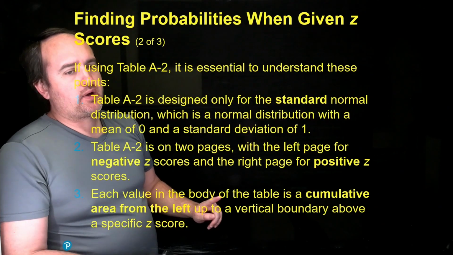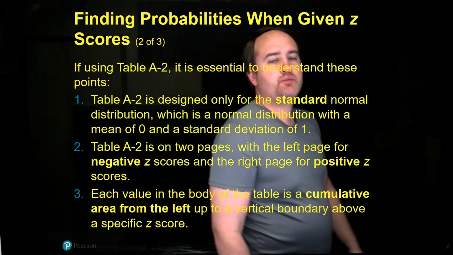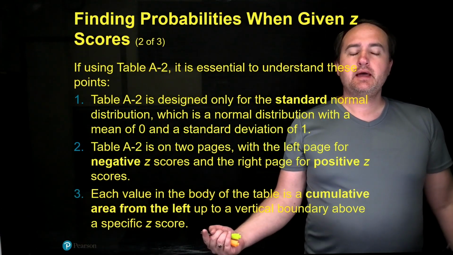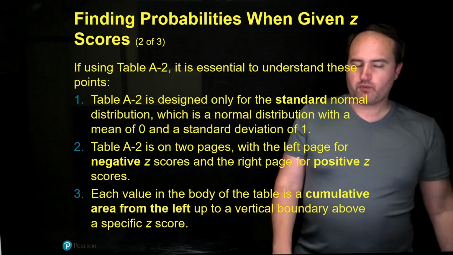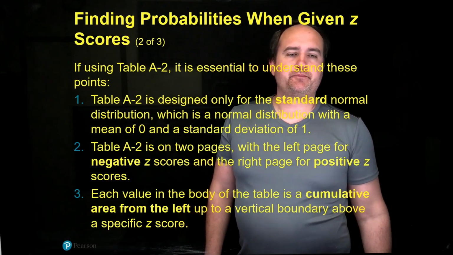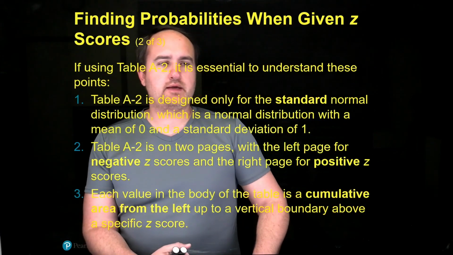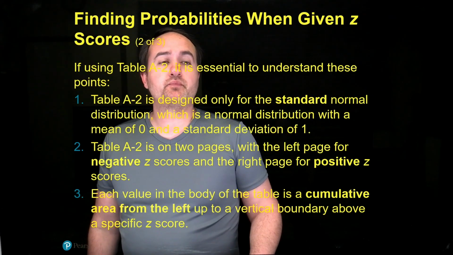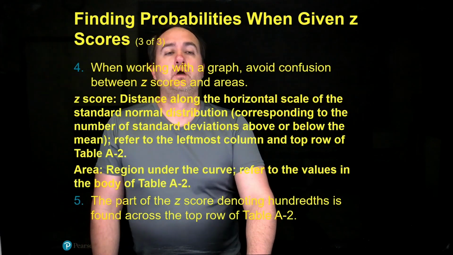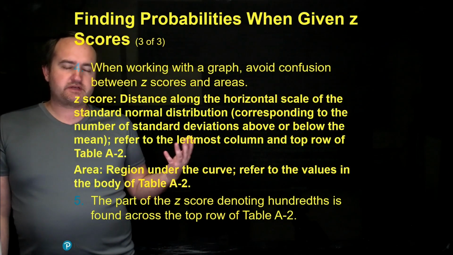Each value in the body of the table is a cumulative area from the left up to a vertical boundary above a specific z-score. So we're going to jump into examples of that in this video. But most of the stuff that you need to know is actually in the slides. Okay, all right, so other stuff to be aware of.